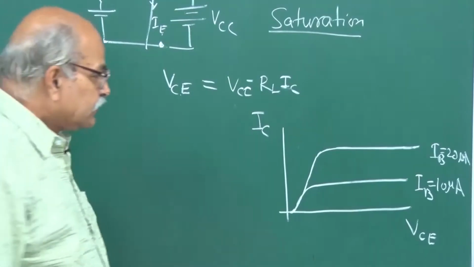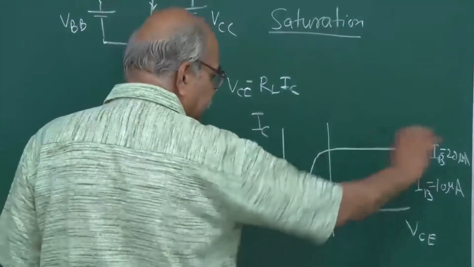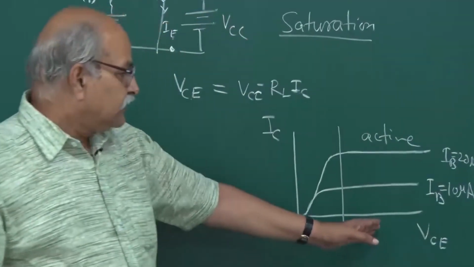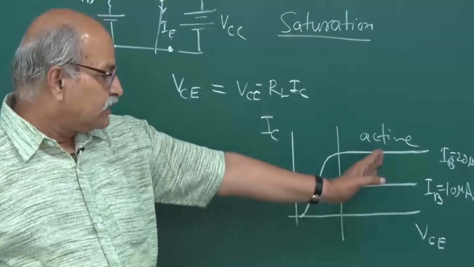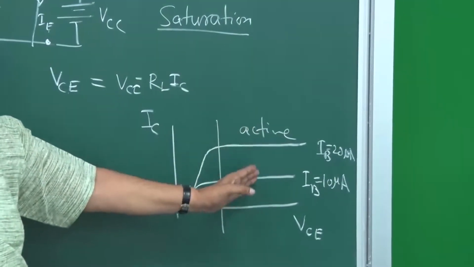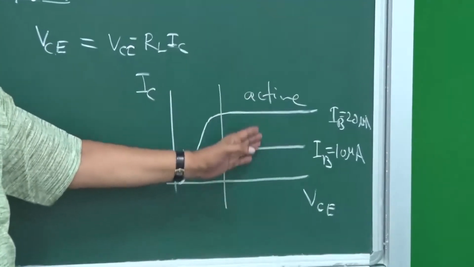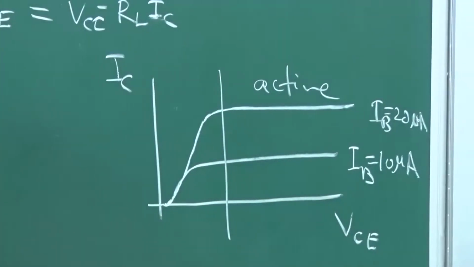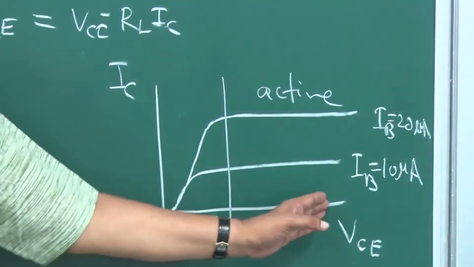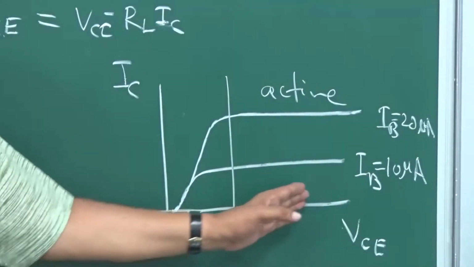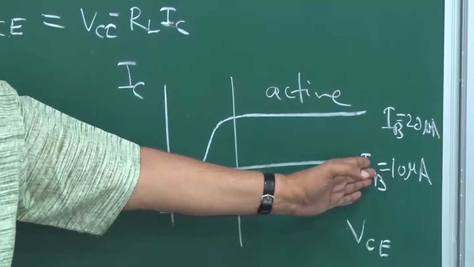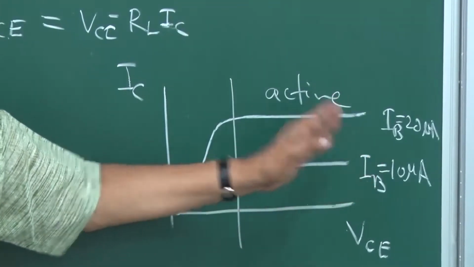And here, this is the active region. This side is the active region, where the VCE is so large that the base-collector junction is very nicely reverse biased, and it is following IC by IB equal to constant. So even if you increase or decrease this VCE a little bit, the IC remains the same because IB remains the same. So it is decided by IB.